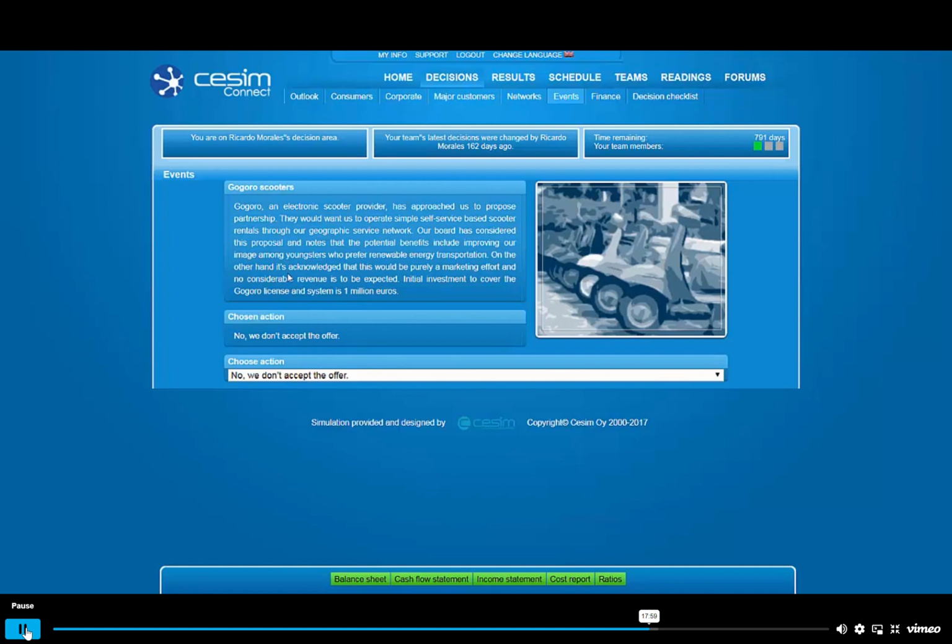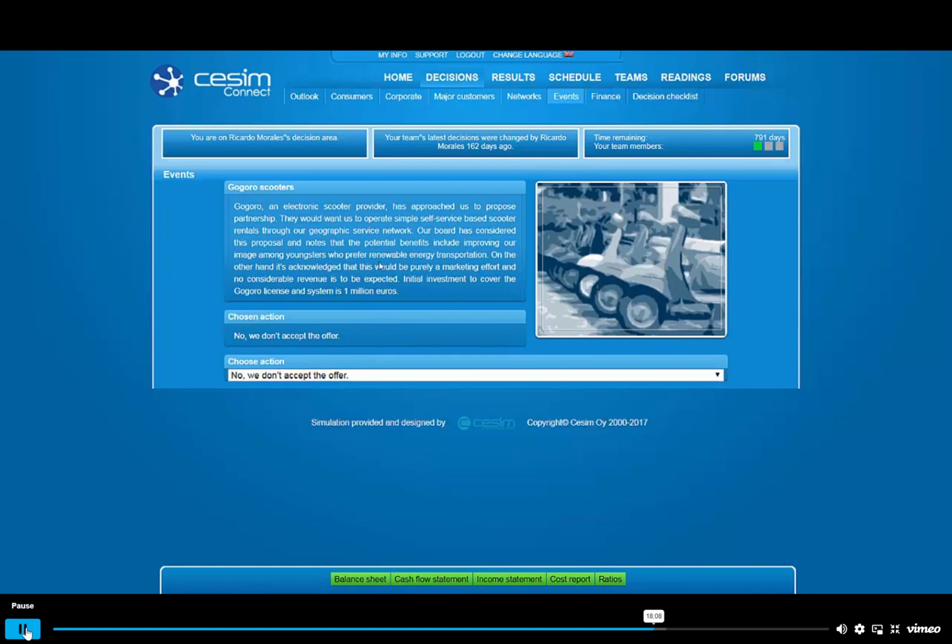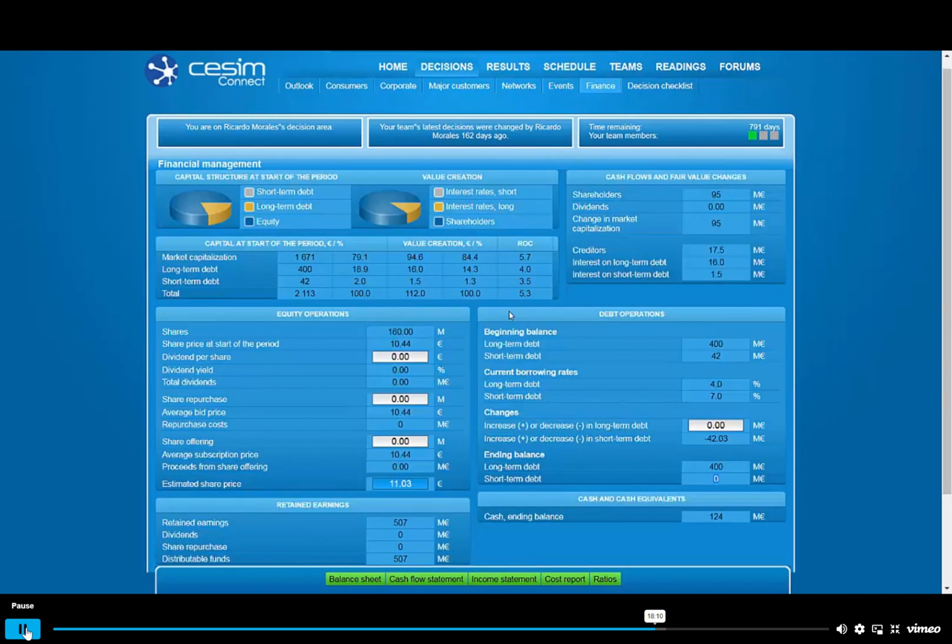So in this case we have some Gogoro scooters, and then we need to decide if we accept the offer or not. But these are always one-time events. So the last page of decisions here is the finance page, and here we manage the liquidity of the business as well as the capital structure.